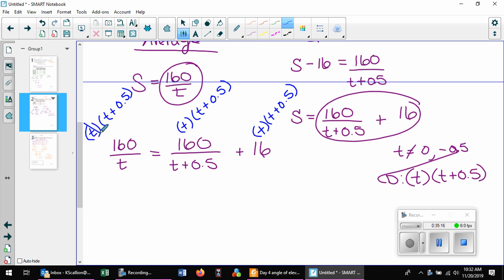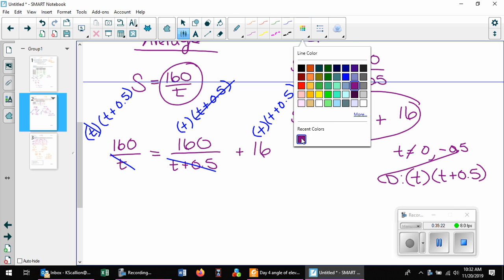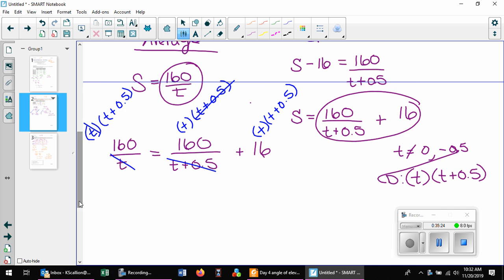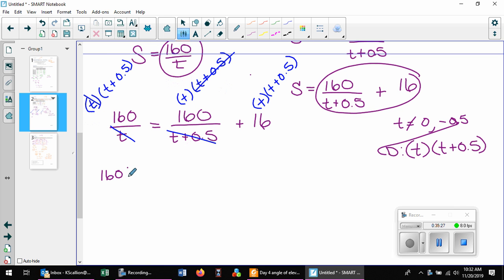I just want to see what you guys did. Okay, I found some stuff out. I'll go back to my purple. Okay, so I'm going to multiply it right this time. So I have 160 T plus 80 equals 160 T, plus 16 T squared. T times T is T squared. Remember that 16 is multiplied by both of these, right? So this is going to be plus 8T.